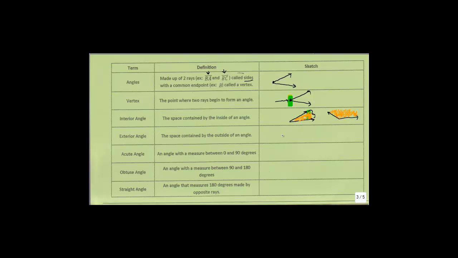The exterior of an angle is everything outside of the interior. So again, if this is the same angle as above, the exterior part of the angle is all of this stuff. Everything on the outside of it. Again, if you're given an obtuse angle, it's all of this stuff.